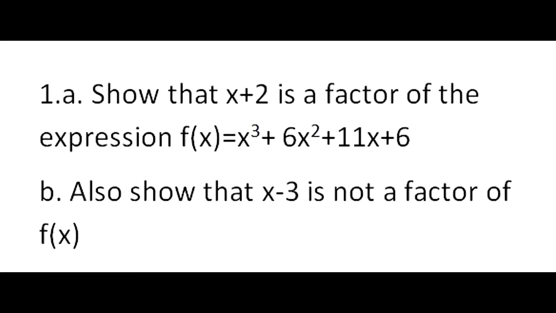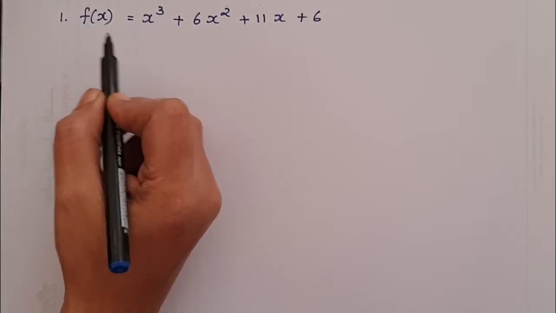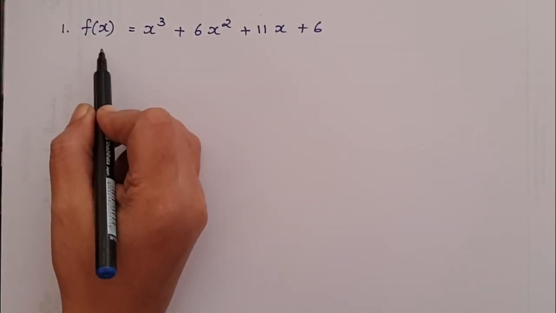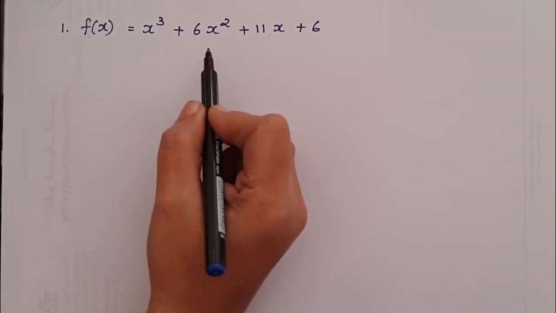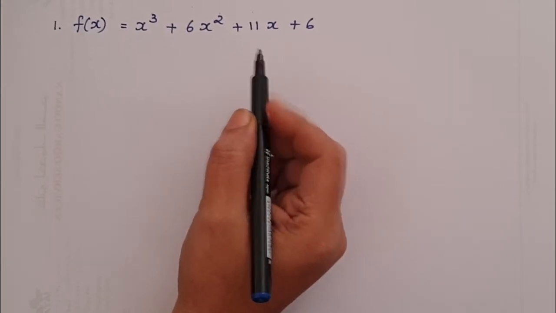First question: show that x plus 2 is a factor of the expression f of x equal to x cube plus 6x square plus 11x plus 6. Second part of the question is, show that x minus 3 is not a factor. Now let us solve this question. f of x equal to x cube plus 6x square plus 11x plus 6.